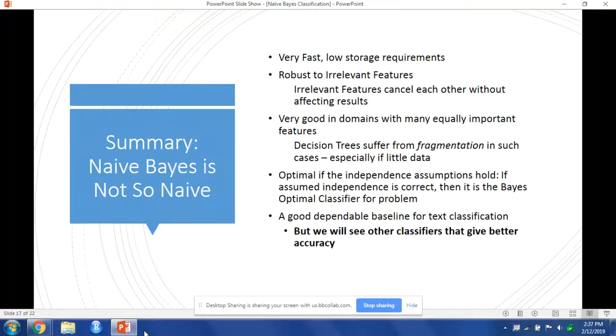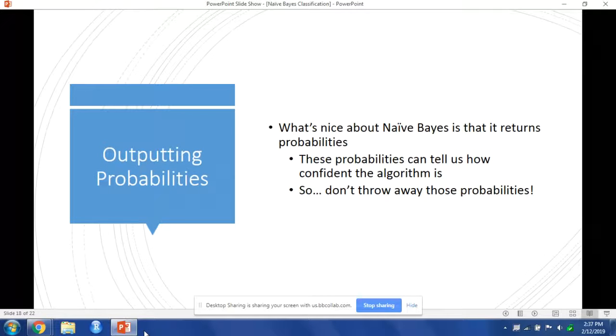The major advantages of the naive Bayes classification algorithm are that it is generally very fast and does not take up much storage space. It is better than decision trees when you have many variables for splitting the decision. It is also a good, dependable algorithm for text mining and other NLP projects. But as we have talked about other algorithms like support vector machines, many other algorithms can outperform the naive Bayes model. It is important to keep the probabilities that the algorithm outputs because we can use those to determine the accuracy.